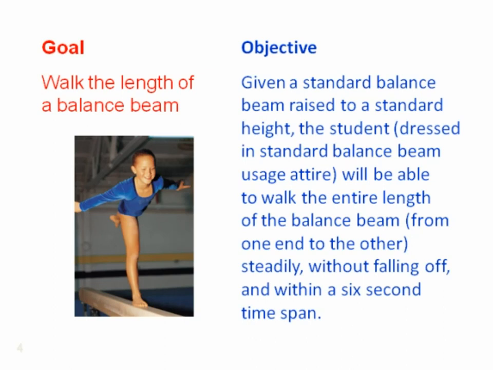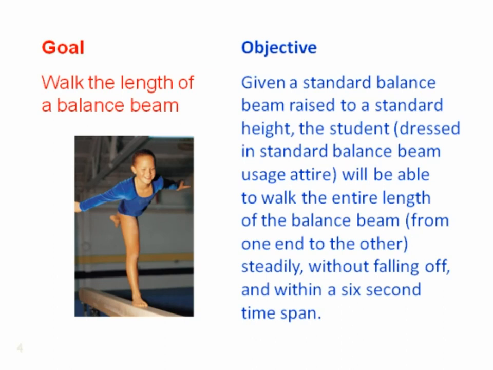That's what the student could do. If you wanted them to walk the length of the balance beam, the student could do it any way that they wanted. They could go backwards if they wanted. They could do flips along the way if they wanted. So you can see that the goal is kind of fuzzy. It doesn't give the student any more explanation on what to do.